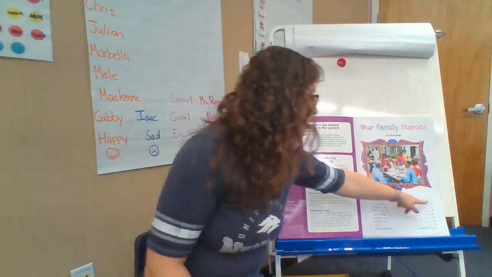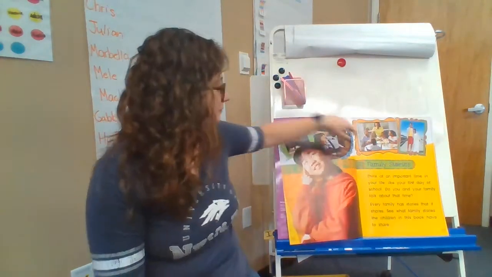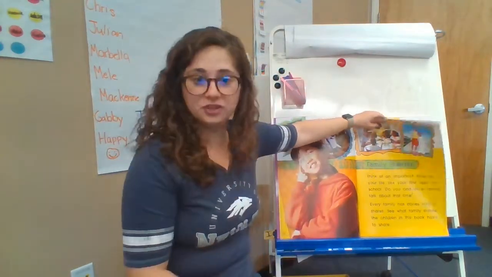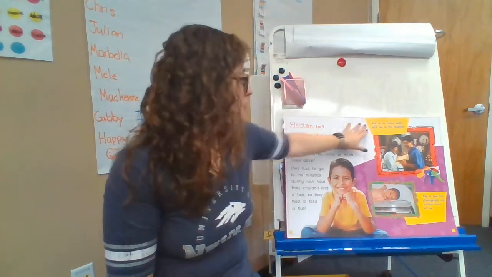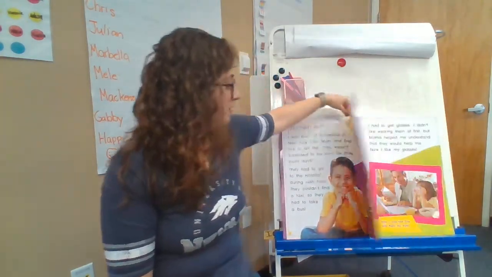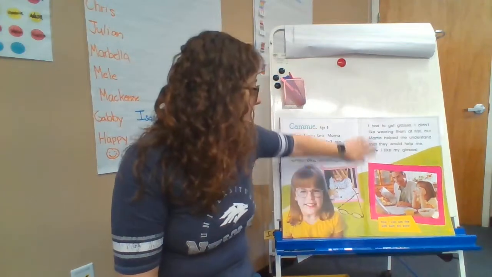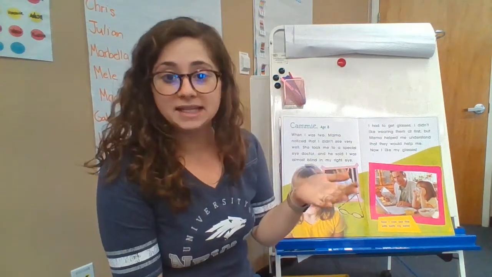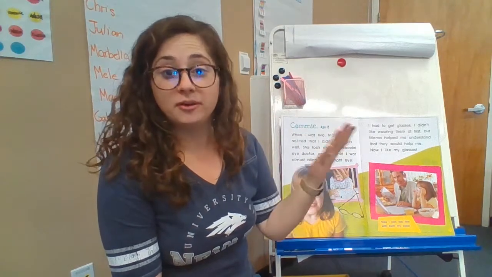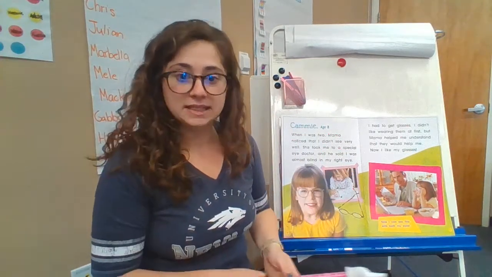So Hector was on page 4. That was the first part of the story that we read. So we read about Hector, he was on page 4, and now we're going to read about Cammy. So let's look at the pictures first. The pictures tell us what we can expect to learn from the book or to read about. So let's take a look at the pictures.